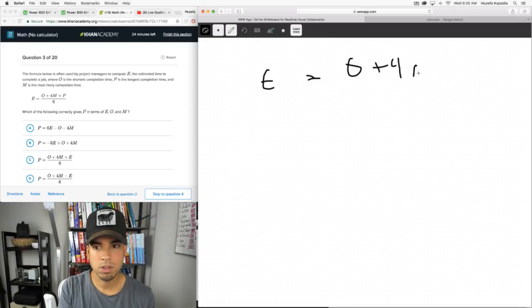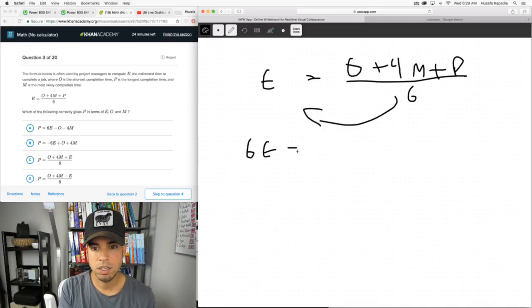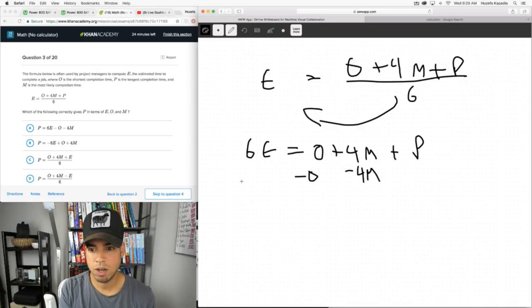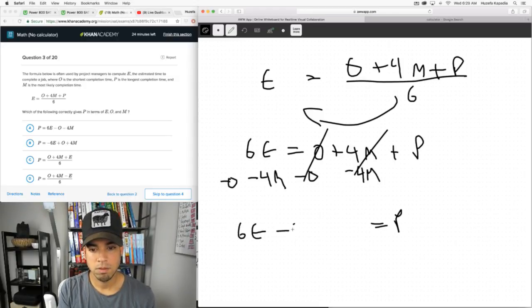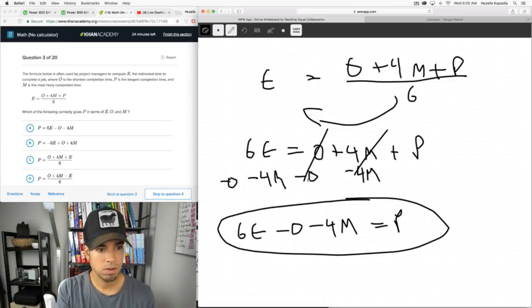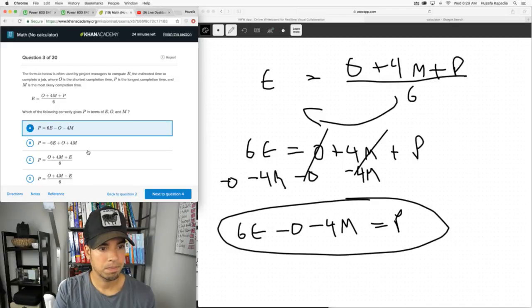E equals O plus 4M plus P, all over 6. First, multiply both sides by 6. 6E equals O plus 4M plus P. Now I'm going to subtract O and subtract 4M. We're going to do it in one step to be a little faster. Goodbye, goodbye. P equals 6E minus O minus 4M. This guy, right?